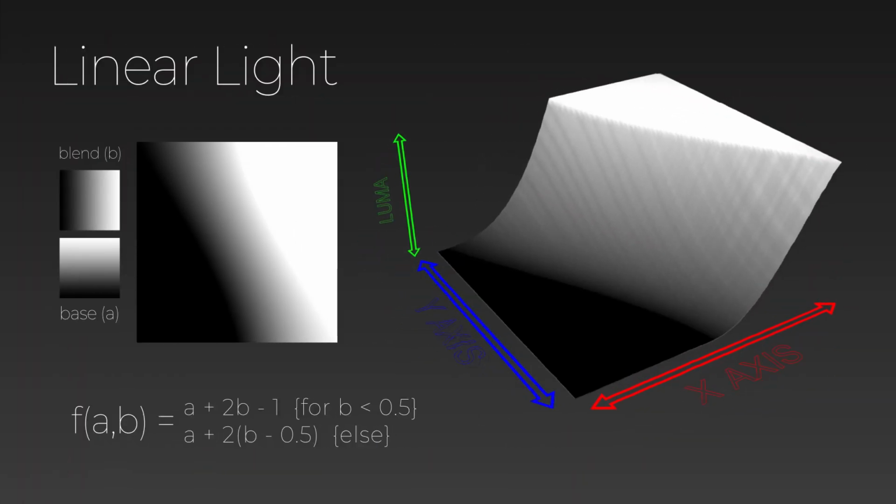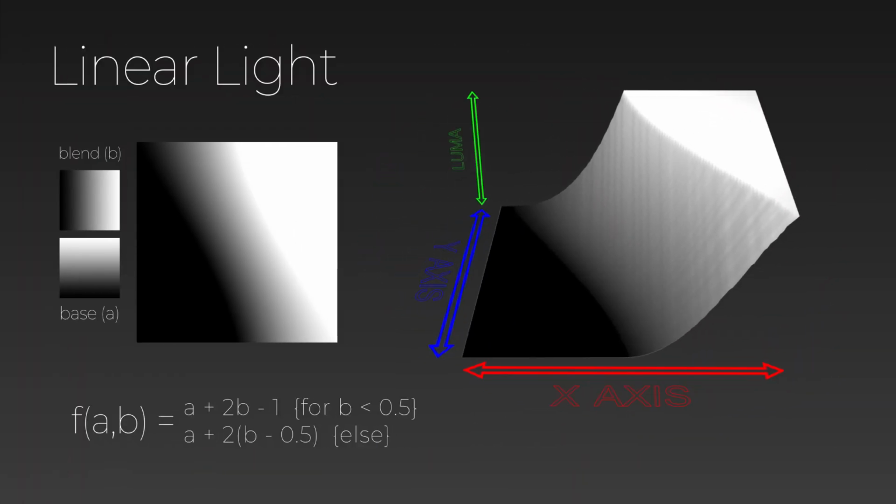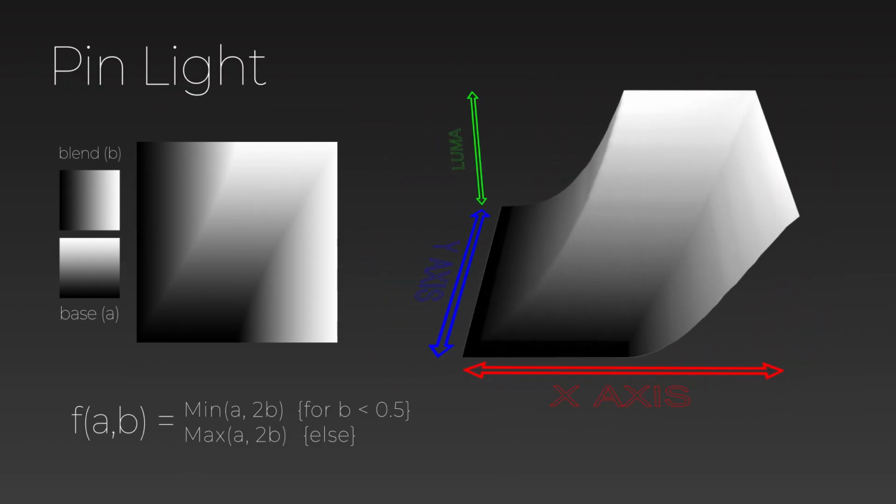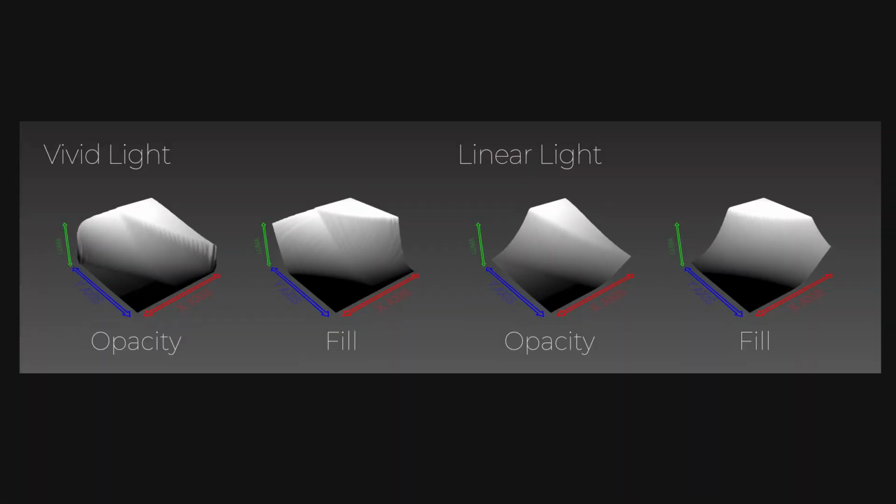The next few contrast modes are kind of extreme cases. Linear light, as you might have guessed, is the combination of linear dodge and linear burn. Vivid light combines color dodge and color burn, and pin light combines darken and lighten. Vivid light and linear light are also part of the Special 8, which can be controlled by the fill as well as the opacity, and you can see different effects here.